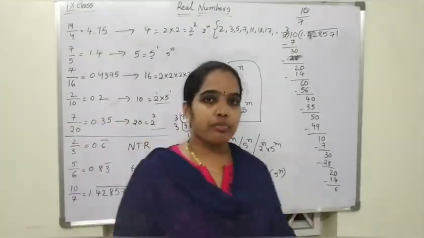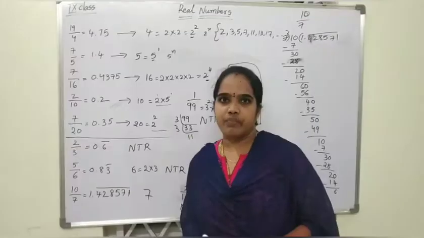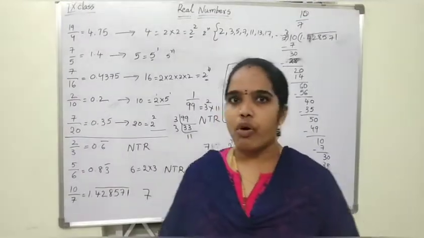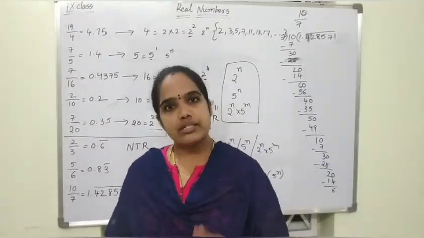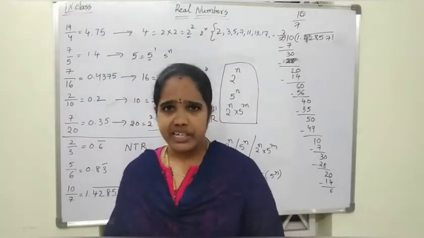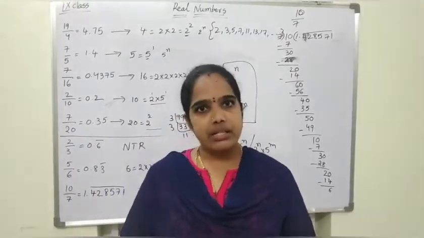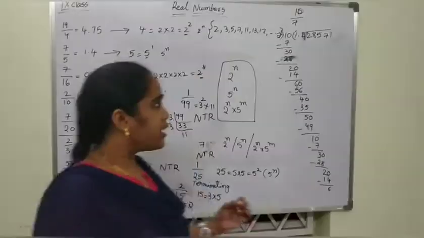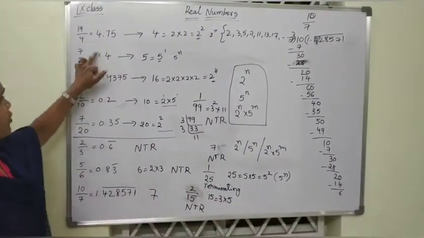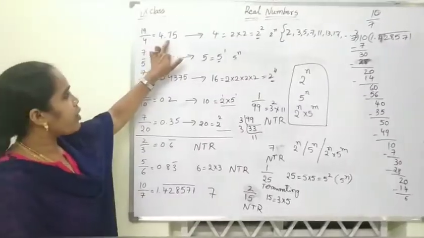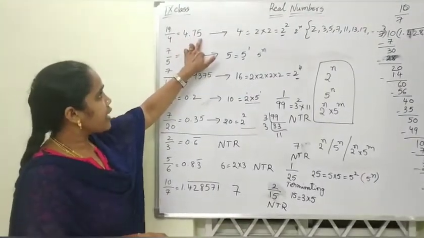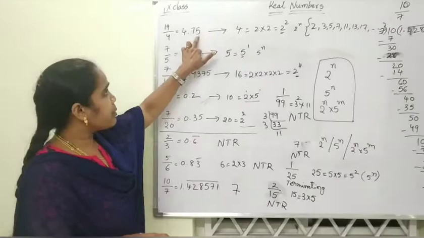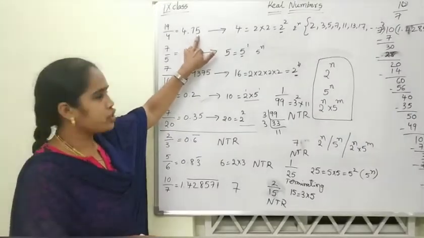Children, what we have discussed in this class is very important in the 10th class, and in intermediate also this is very useful. So once again we recall the points. We have discussed two types of decimals: terminating decimals and non-terminating recurring decimals. Terminating decimals means these types of decimals, where after the decimal point it has ended. That means the remainder we will get is 0.